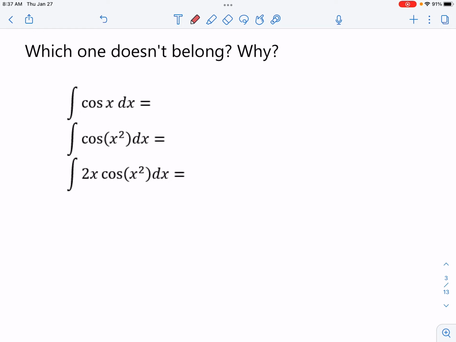Why don't we go ahead and pause and see which one of these doesn't belong? In other words, which one can you not find an antiderivative for? All right, well, if we try to antiderive here, for cosine of x, we know that that antiderivative is sine of x, right? Now here, in the second one, we have an issue, right? Now, was anybody able to find an antiderivative for 2x cosine of x squared? Yeah, we can look at sine of x squared, right?